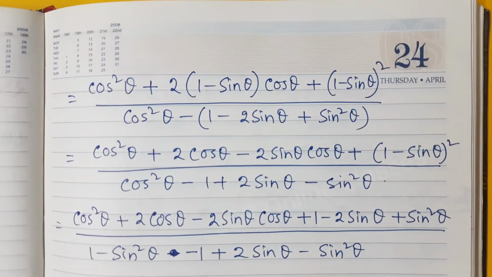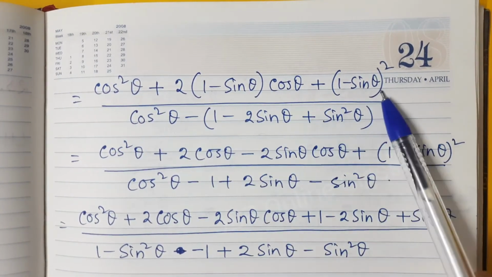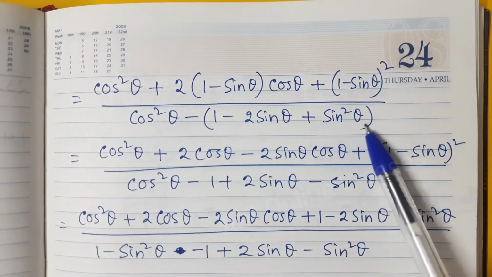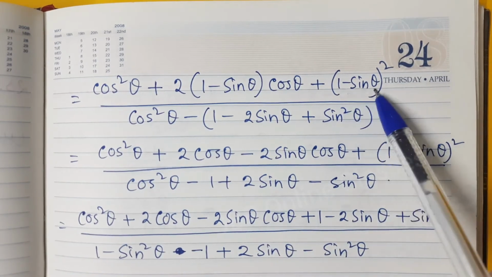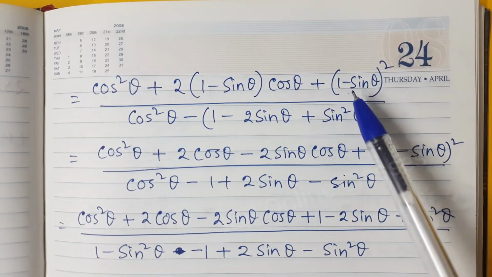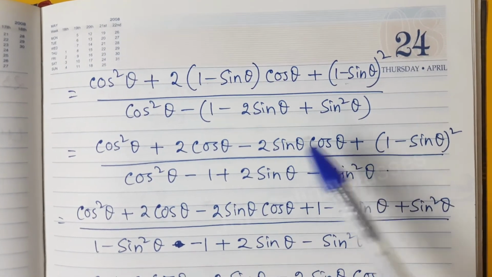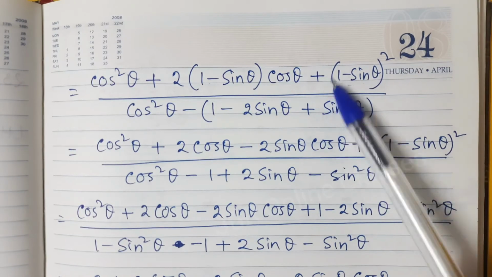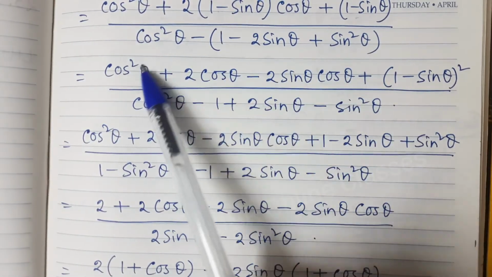So you will get this. See, cos square theta plus 2 into this plus (1 minus sine theta) whole square, and in the denominator also. I am just breaking the formula, breaking the square, and further I am again breaking this square. This is nothing but the formal calculations. You just break the squares and everything, and you will get a simplified version of this expression. After the whole calculation you will get this.